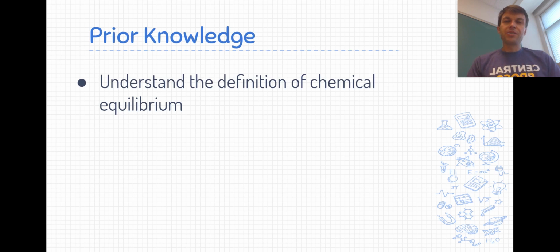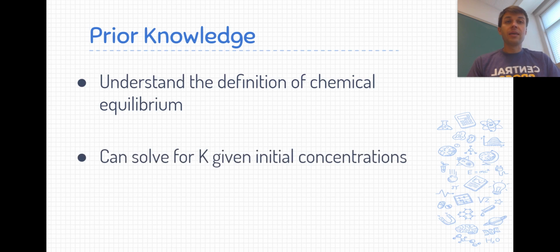To be able to understand what we're going to be going through in this video, once again, you need to understand the definition of chemical equilibrium, and you need to feel comfortable doing the first set of problems, which is solving for the equilibrium constant given the initial concentrations. So if you haven't done those types of problems or watched that first problem solving video, watch that first, then come back to this one. Let's look at an example problem.